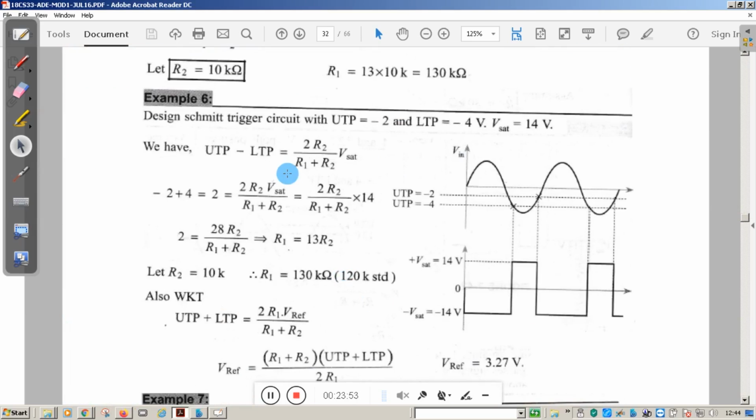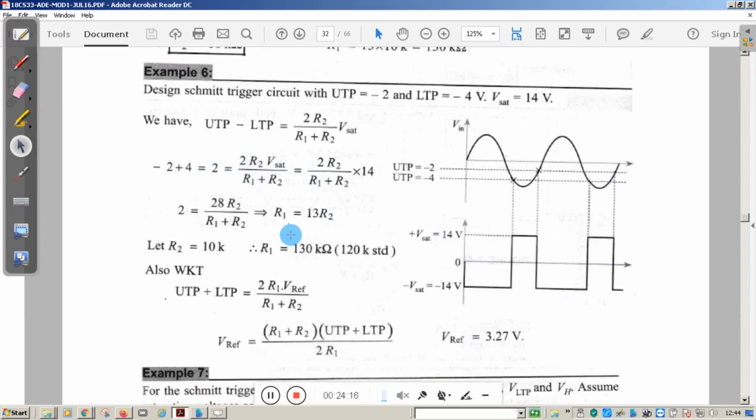Now design a Schmitt trigger circuit with UTP minus 2 and LTP minus 4 volt. VSAT is 14 volt. So we know hysteresis is nothing but UTP minus LTP. When you substitute these values, you will get 2. We don't know the values of R1 and R2, so we got this expression from substituting the values. Now if you assume one resistor is 10K, the other resistor will be 130K.